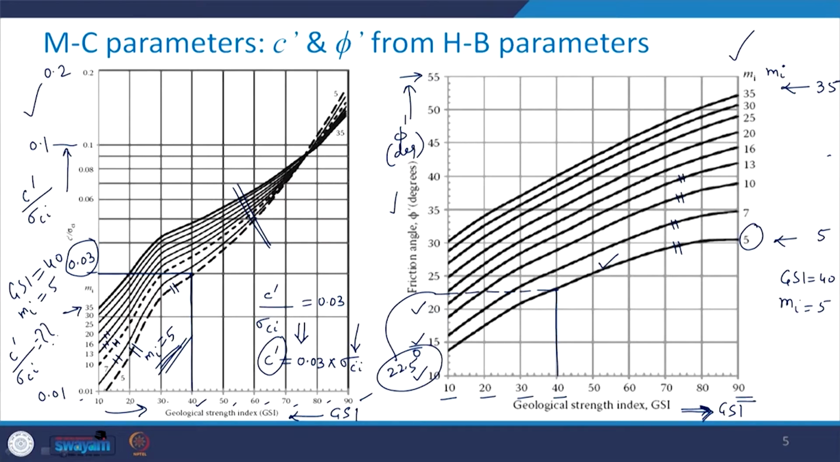So for a rock mass for which GSI is equal to 40 and the corresponding value of mi parameter is 5, you can have C prime equal to 0.03 times sigma Ci and you can have phi prime equal to 22.5 degrees. So this is how from the geological strength index value and from the parameter of the Hoek-Brown criterion for intact rock, which is mi, we can determine the values for C prime and phi prime, which are the Mohr Coulomb parameters for the rock mass under effective stress conditions, which are not possible to determine from the conduct of triaxial tests.